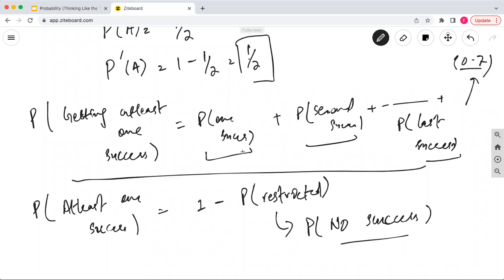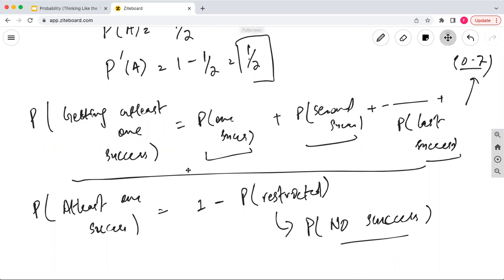So this was the idea, that whenever you get the at least case, that is very difficult and a lengthy procedure to solve the normal way. For that, you need to consider the restricted case and subtract from total, and you will get the at least scenario.